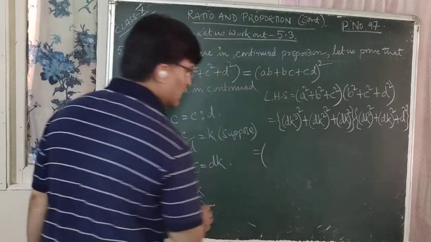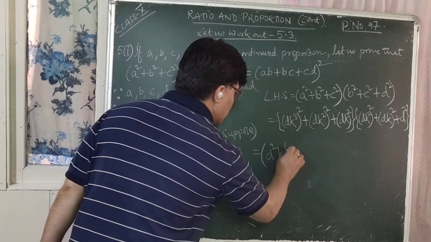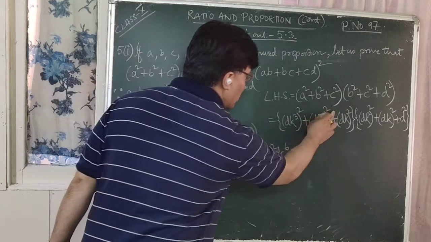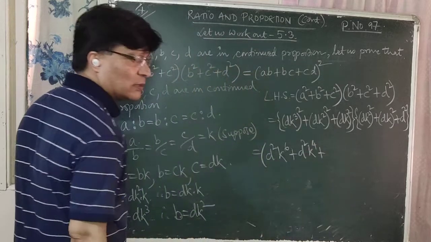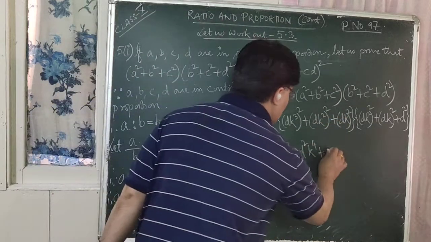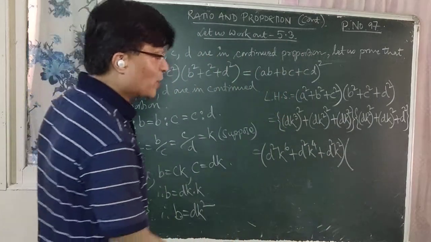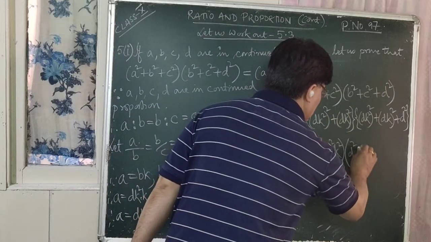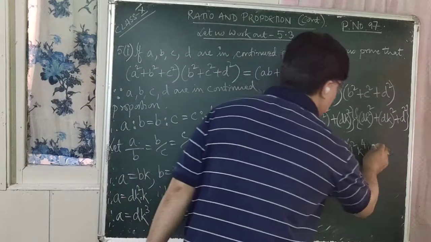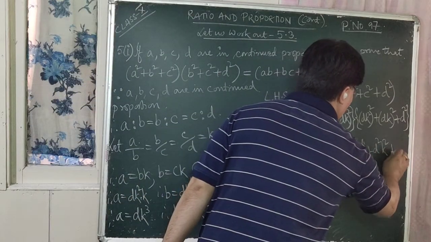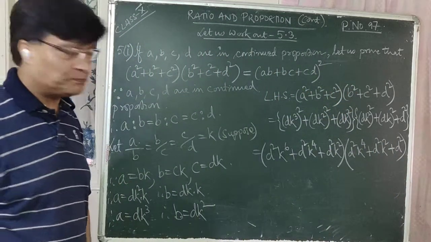So it is equal to, within bracket, now this square is for both D as well as K cube: D square K to the power 6, plus this square is for both D and K square: D square K to the power 4, plus again this square is for both D and K, that is D square K square. Bracket close. Again within bracket, now this square is for both D and K square: D square K to the power 4, plus again this square is for both D and K, that is D square K square, plus the last one is D square. So I think you have understood it.